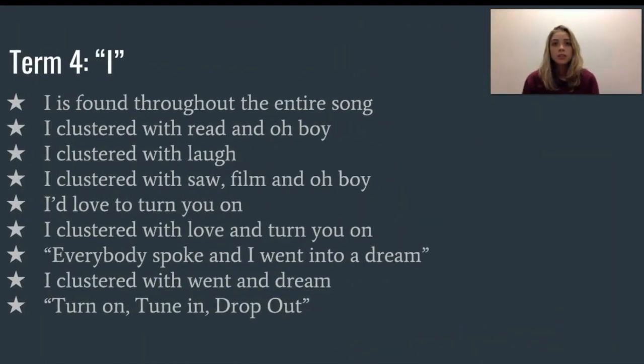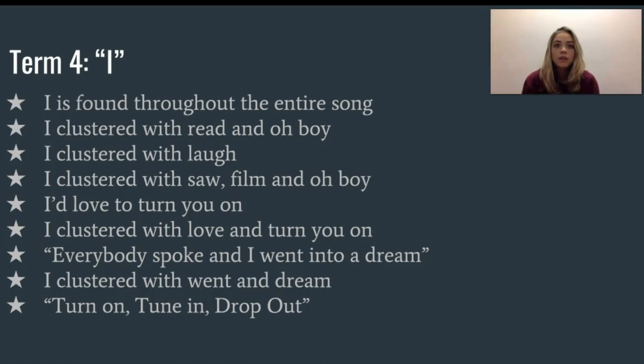The last key term is I, which is found throughout the entire song. I decided to break down I by verse. In the first verse, we have I clustered with read and oh boy. Then we look at the last line that has I clustered with laugh. This section indicates that he feels like he had to laugh despite reading how sad the news was.